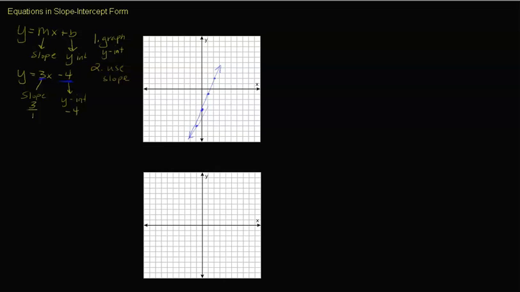Now it gets a little bit trickier. Let's do another one here. See if you can do this one: y equals 5x plus 7. Pause it and graph this one. So 5 is your slope, and positive 7 is your y-intercept. When I go to graph this, I want to go up to 7: 1, 2, 3, 4, 5, 6, 7.